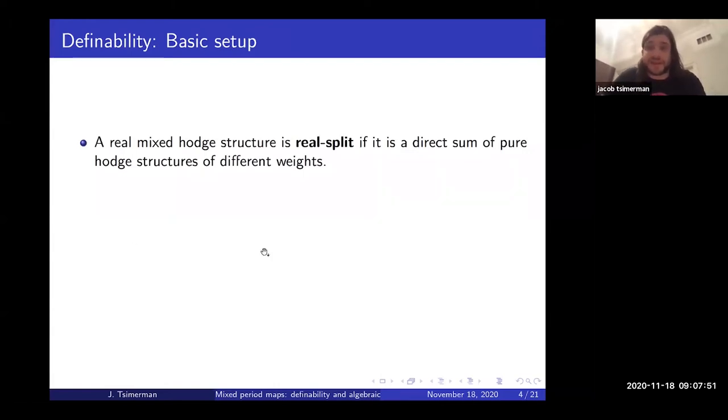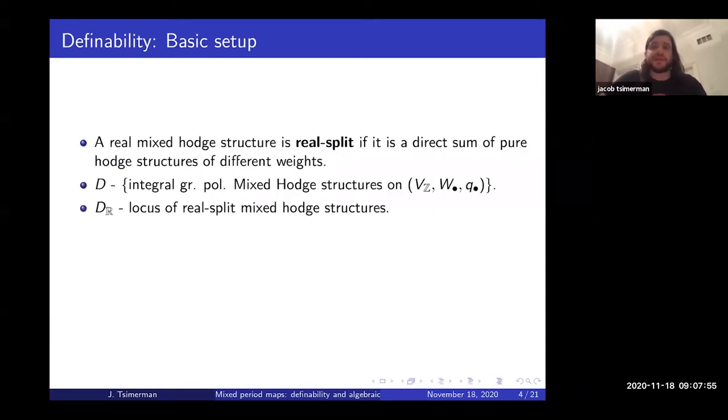This is some kind of non-trivial condition, and it gives you a sublocus. So if you look at your framed moduli space D, so D has a framing, we haven't quotiented it out by the integral structure yet, then we call D sub R the sublocus of these real split mixed Hodge structures.